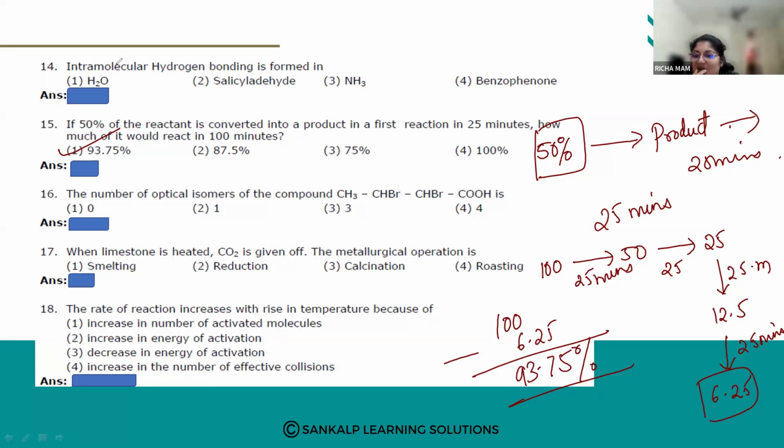So from 100 to convert into its half, it took 25. Again from 50 to convert into its half, 25, it took again 25 minutes. So like this, 25, 25, 25, and 25. Total it was 100 minutes. So after 100 minutes, 6.25% of the reactant would remain. So if 50% of the reaction is converted into product in the first order reaction in 25 minutes, then how much would react is 93.75%. So option number 1.